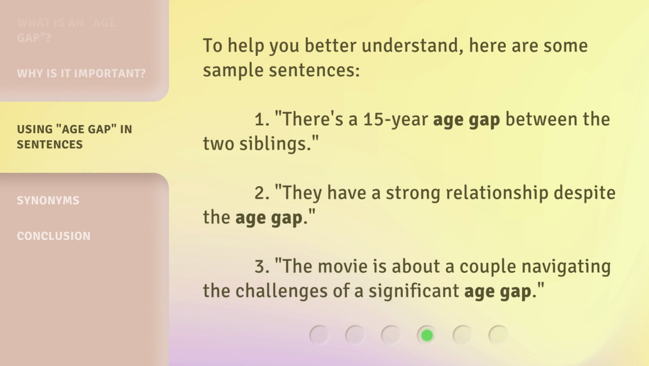To help you better understand, here are some sample sentences. 1. There's a 15-year age gap between the two siblings. 2. They have a strong relationship despite the age gap. 3. The movie is about a couple navigating the challenges of a significant age gap.